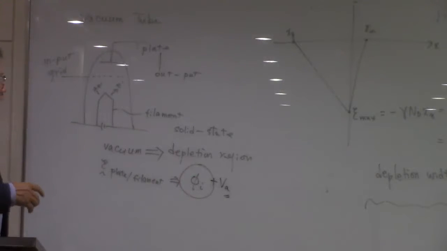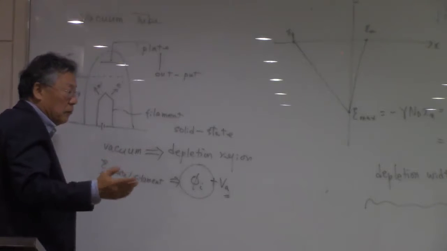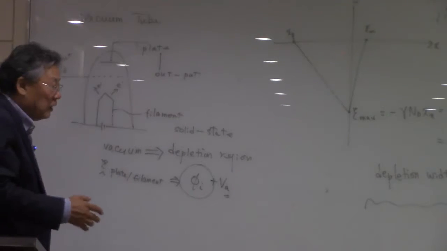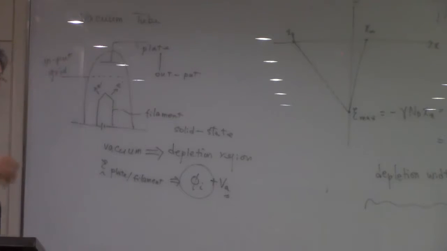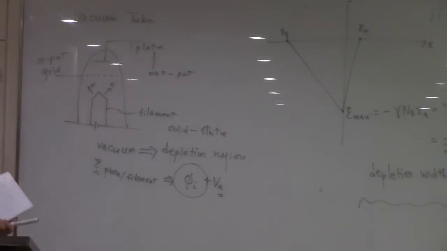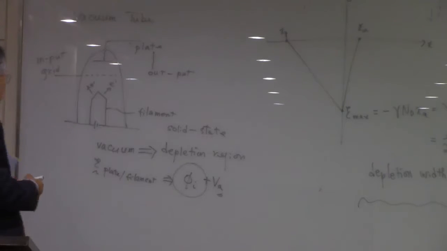And since the depletion region is less than 1 micron, the field itself can reach more than 10,000 volts per centimeter, something like that. So this built-in electric field is not that trivial at all. Okay, so it is amazing. This is how we can make it in a vacuum tube.